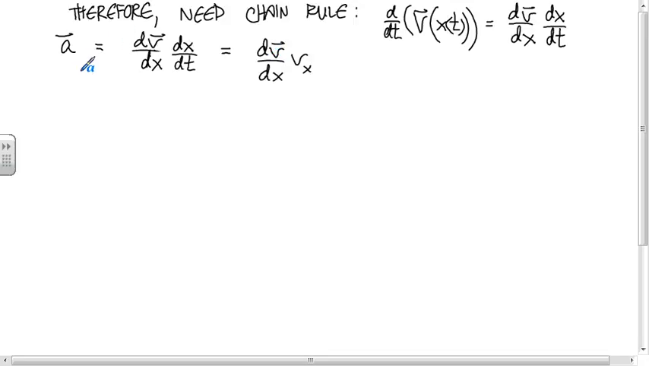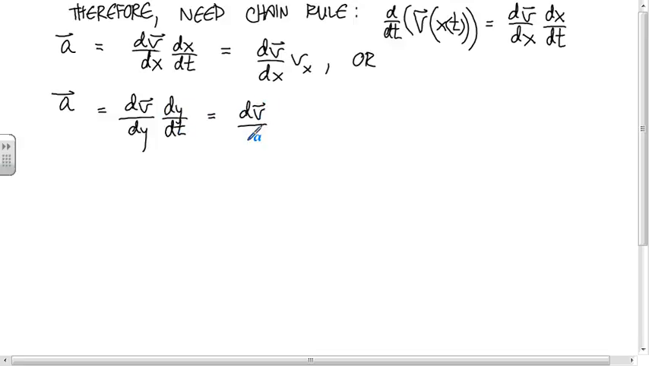What if the velocity wasn't a function of x? What if it was a function of y? Well, that's no different. So you can also say a is equal to dv dy times dy dt, which is dv dy times the y component of the velocity.